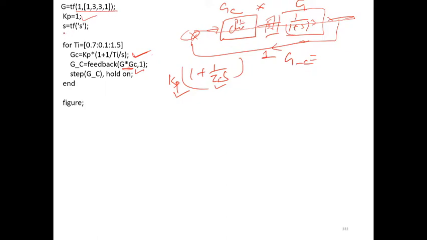Here s is the Laplace operator, right? Now we are going to vary tau I from 0.7 to 1.5, you can take any value. By varying the step, the change is 0.7, 0.8, 0.9 and so on. The step change of 0.1 we have taken here, from 0.7 to 1.5, so this is the for loop. You can simulate the system like this.